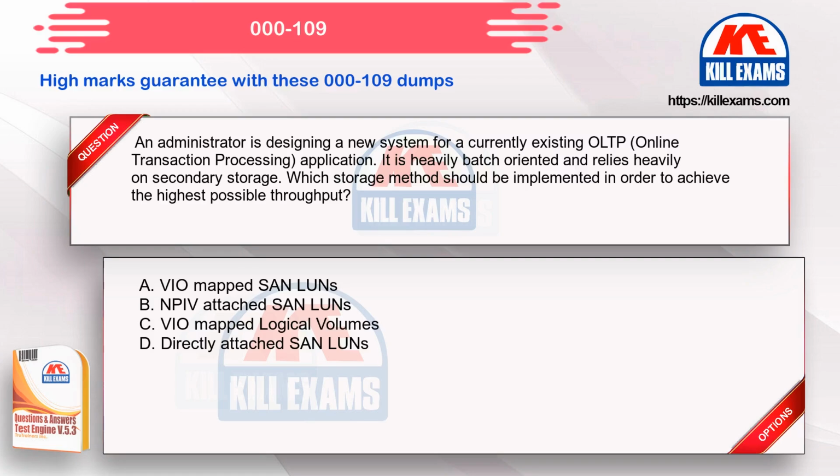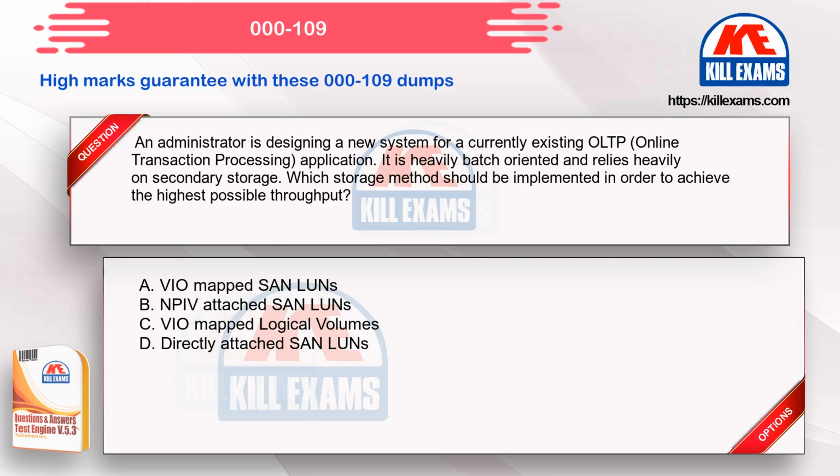An administrator is designing a new system for a currently existing OLTP, online transaction processing, application. It is heavily batch-oriented and relies heavily on secondary storage. Which storage method should be implemented in order to achieve the highest possible throughput?